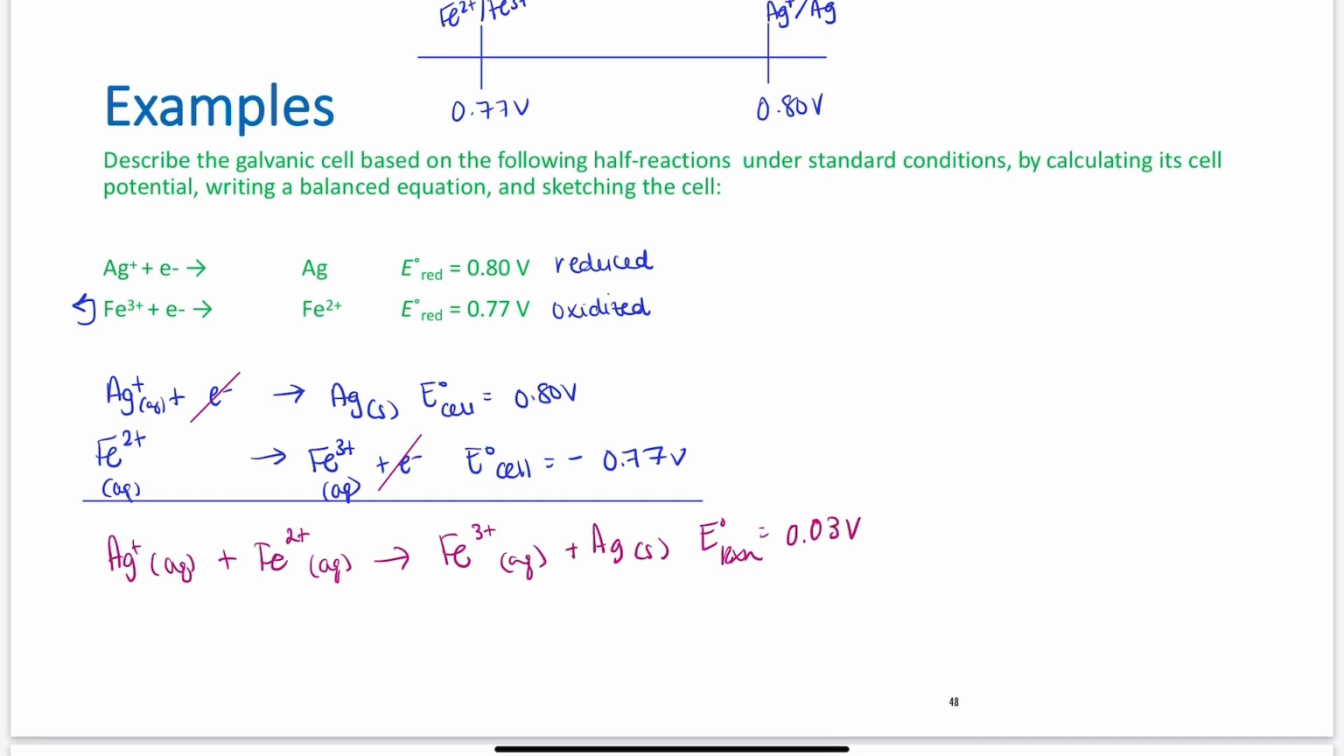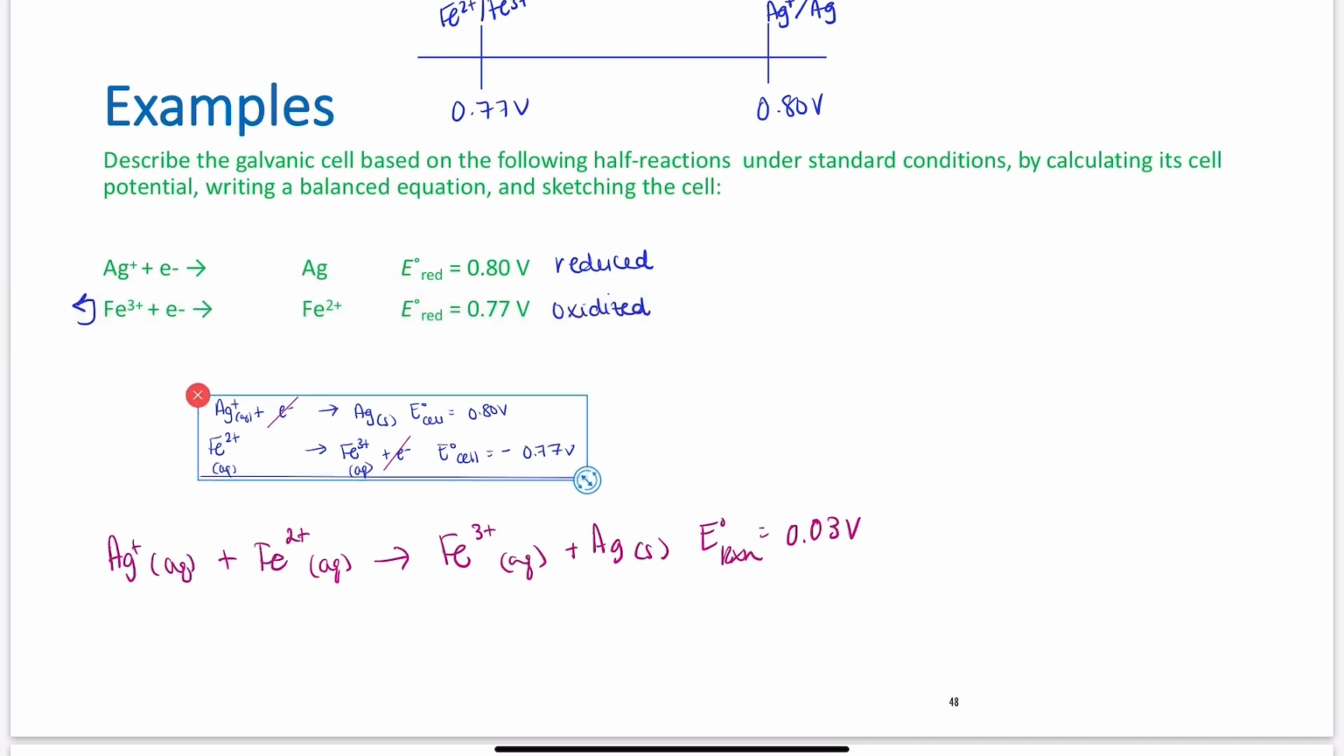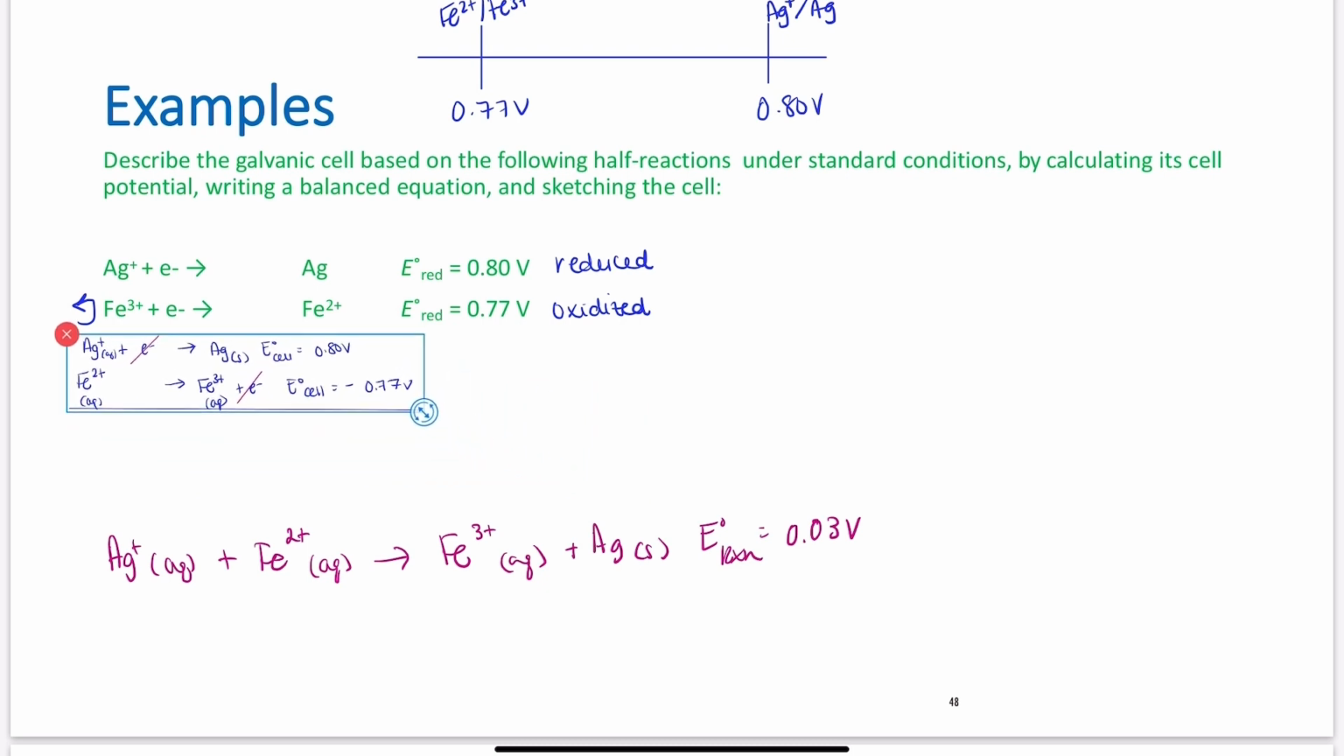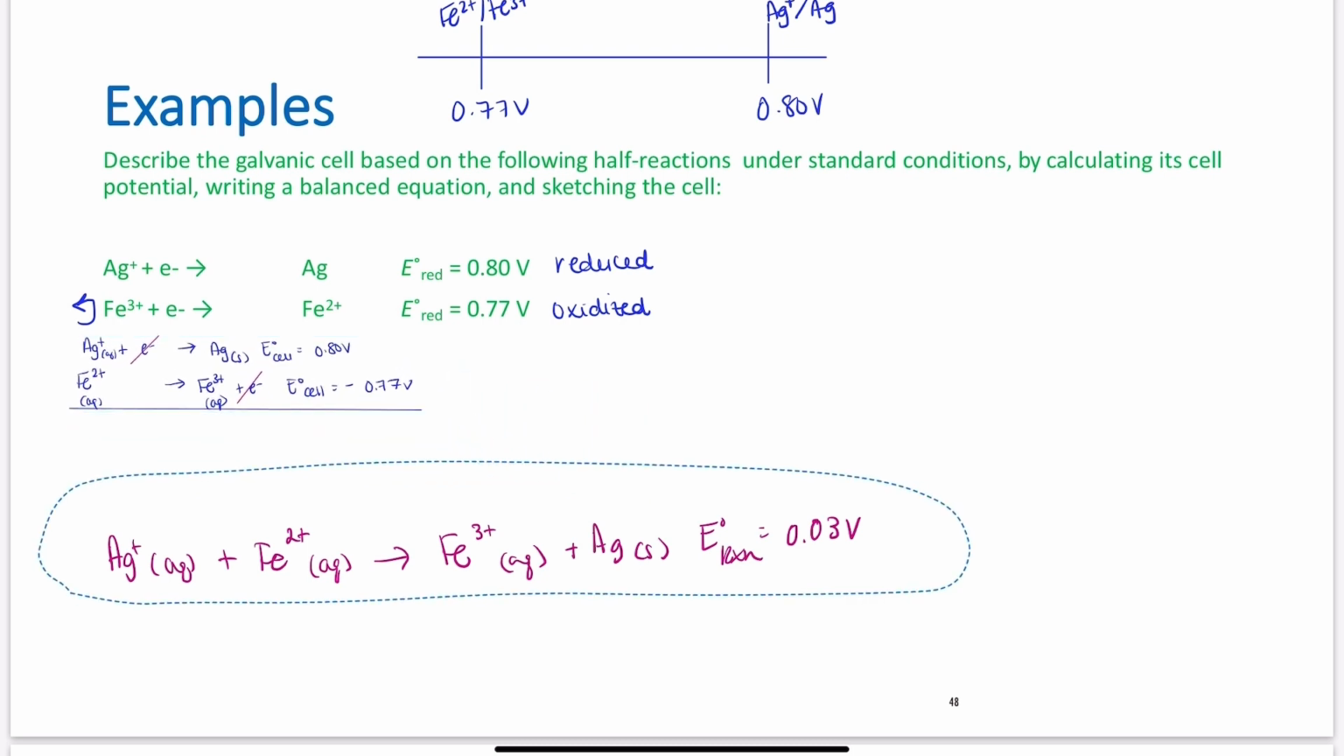Remember your sig fig rules? Students really like to forget that rule. When you're adding and subtracting, you're keeping the same number of decimal places. So 0.80 and 0.77 each have 2 sig figs, but because I'm adding these two numbers together, I have to keep to the second decimal place. So my final answer, overall cell potential, is 0.03. Again, this part here, if you can do without writing it out, unless specified. If it is specified, you will have to show it, but what's written here in pink is your overall reaction.